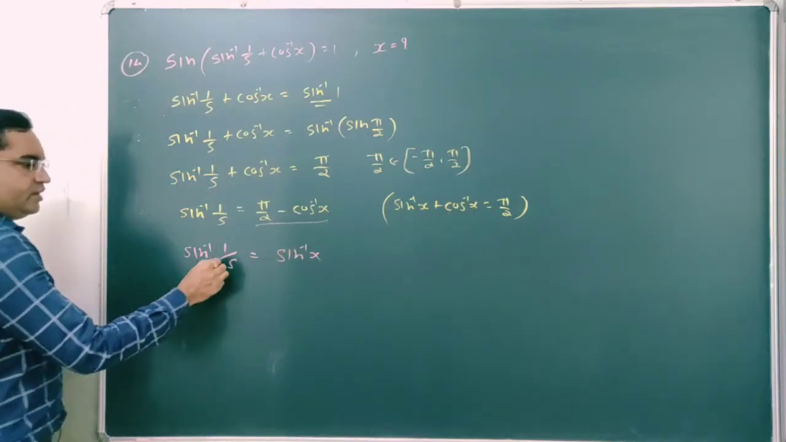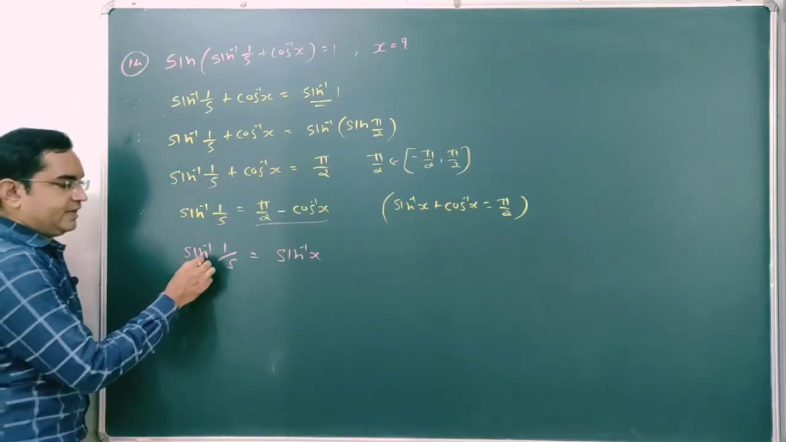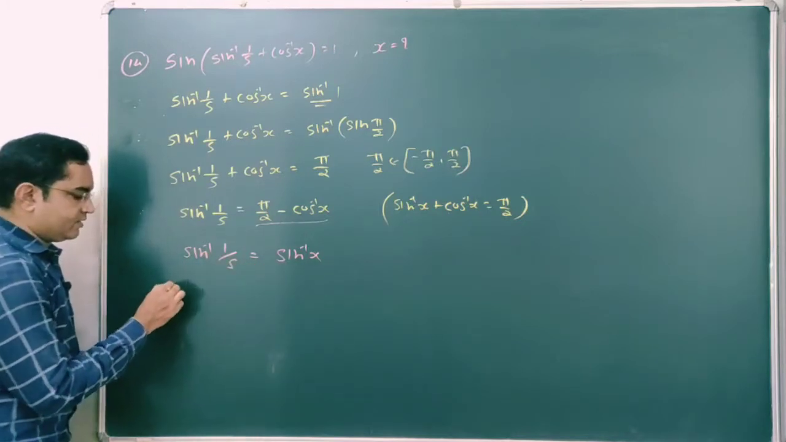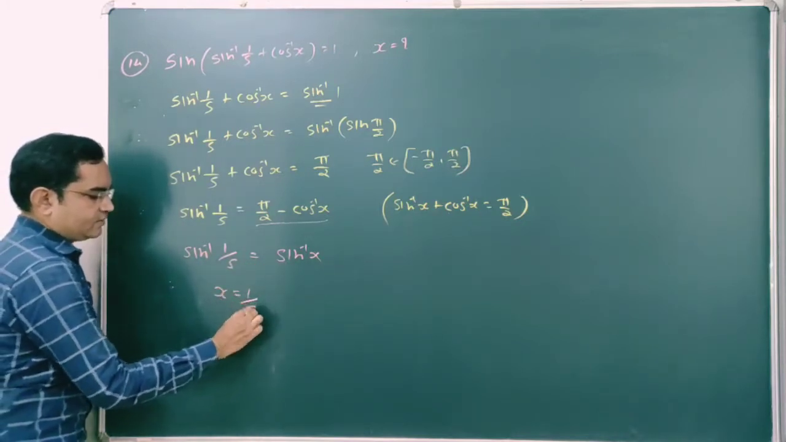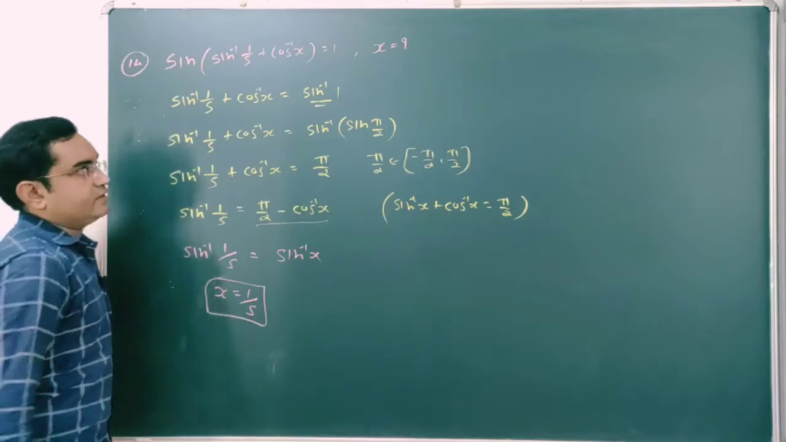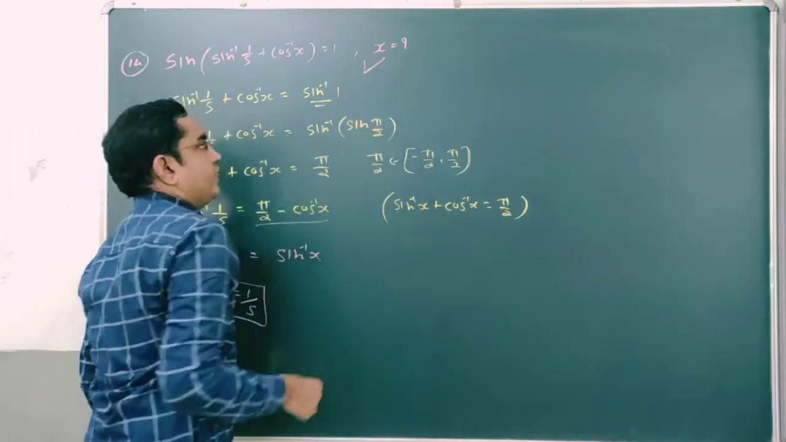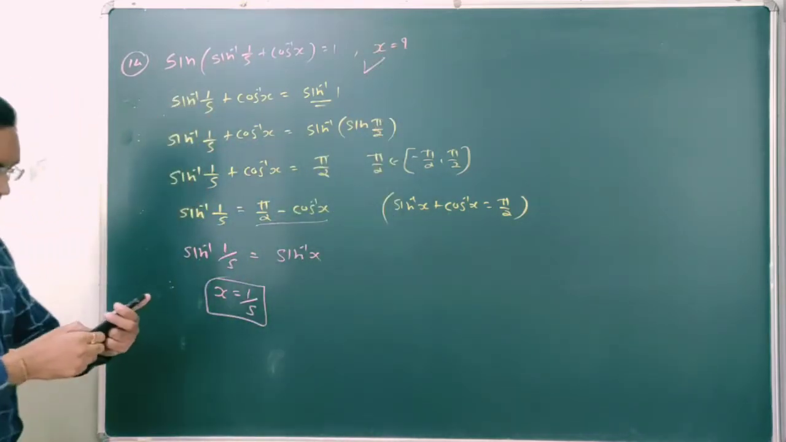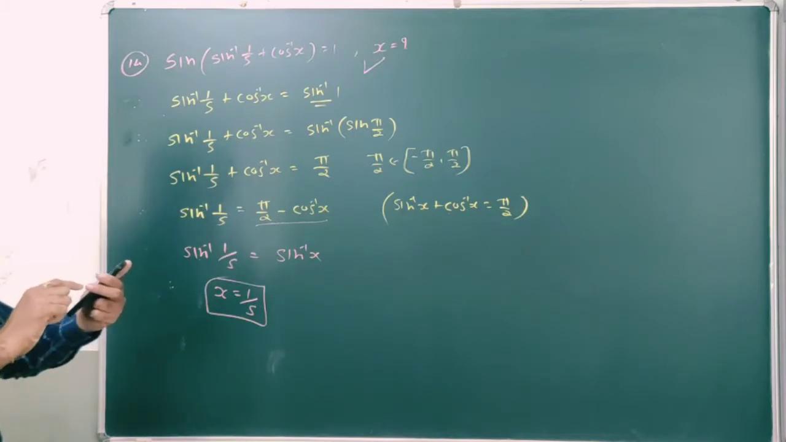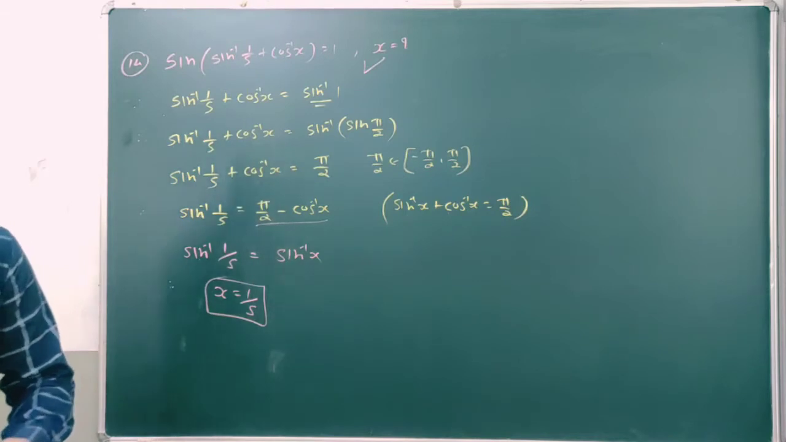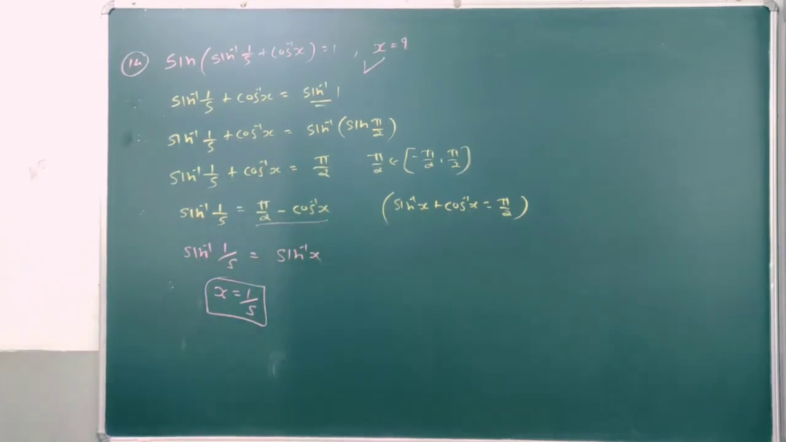So here both these inverse trigonometric ratios are equal. Sine inverse 1 by 5 is equal to sine inverse x, and therefore we can say x is nothing but the 1 by 5 that we have to find. Value of x is 1 by 5. Clear? So this is our question number 14. So now you can take the screenshot and note it down.